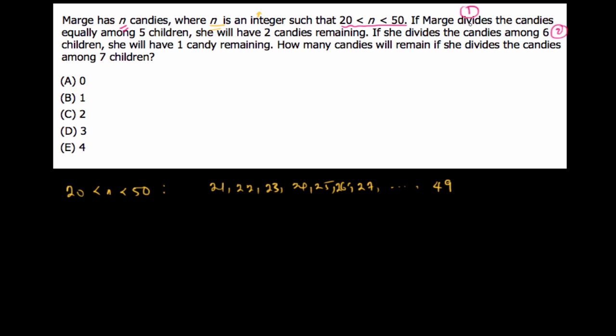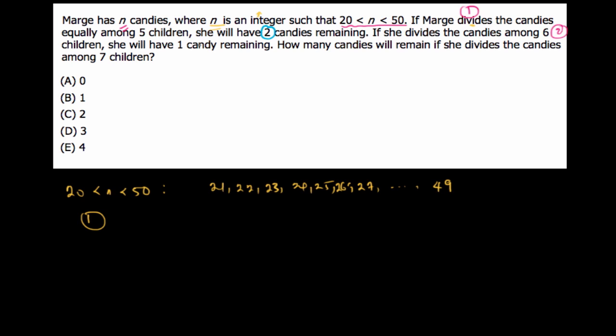Now let me go back to the first one here. It says if Marge divides the candies equally among 5 children, she would have 2 candies remaining. What that statement says is that of all these numbers, which of them, when I divide them by 5, will have 2 as the remainder. That's what it means.